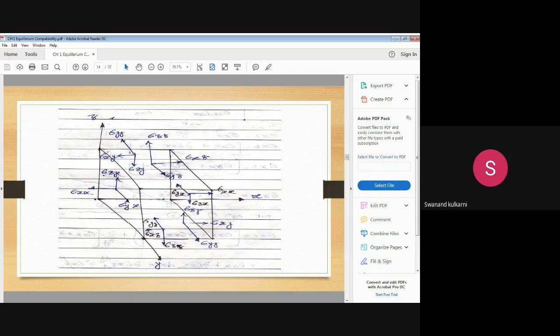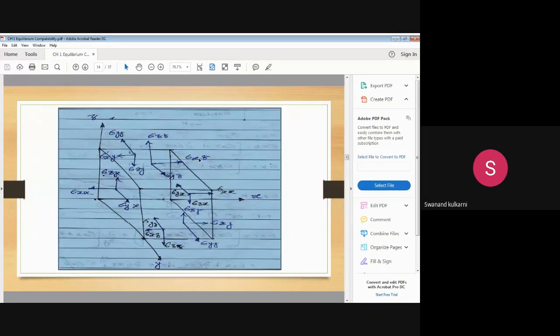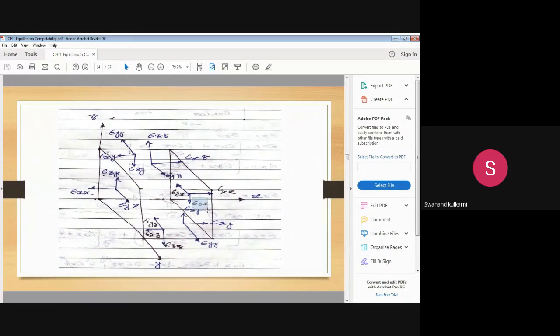Then the x component of stress along y axis, we have used the notation sigma yx. So likewise, if we consider only this particular surface, then on that surface we are getting three kinds of stresses. Which are these three kinds of stresses? Sigma xx, sigma zx and sigma yx.